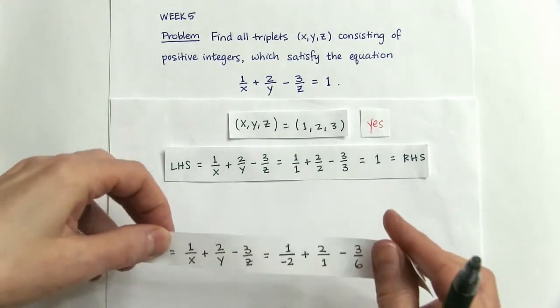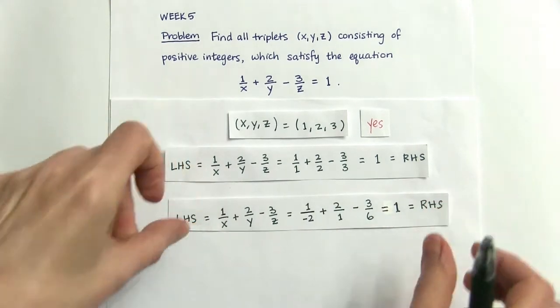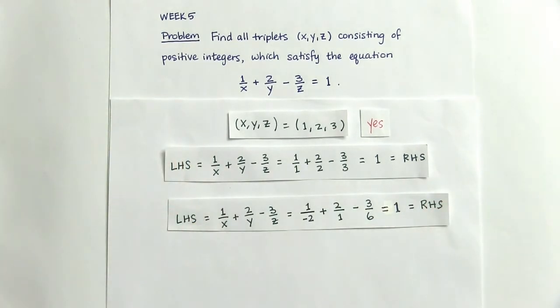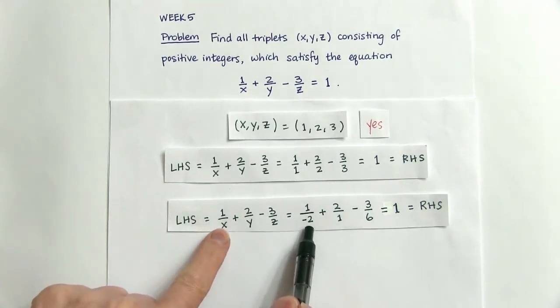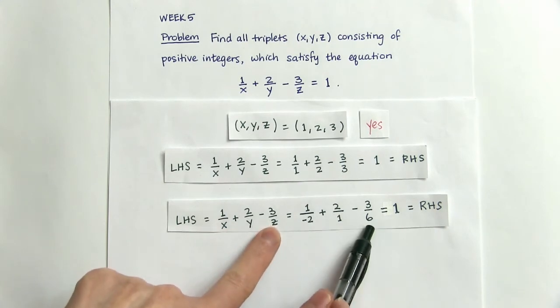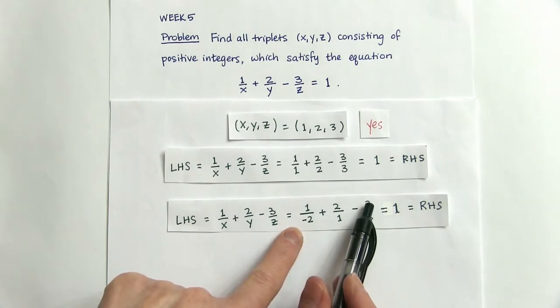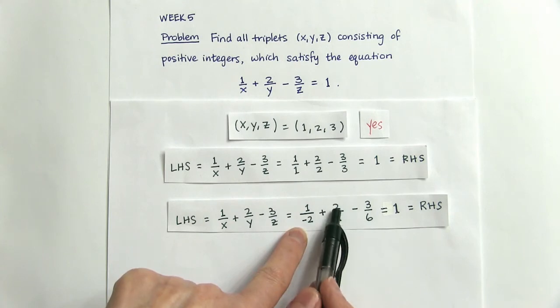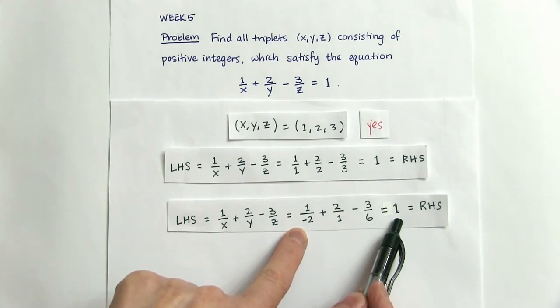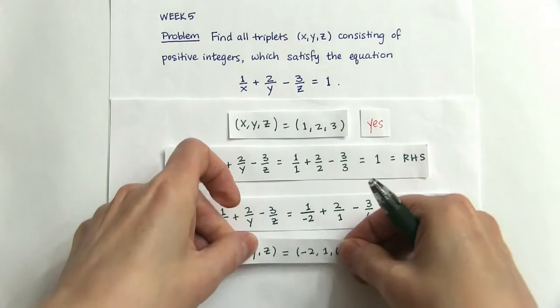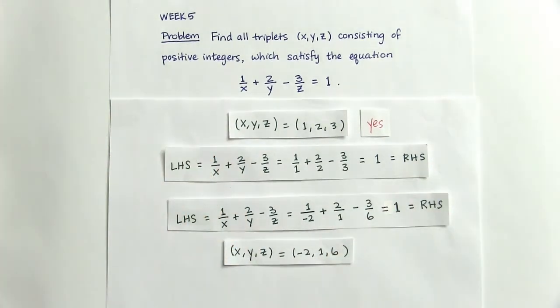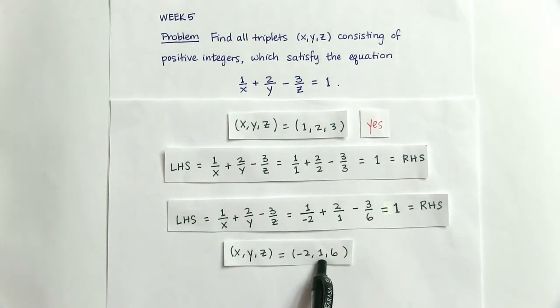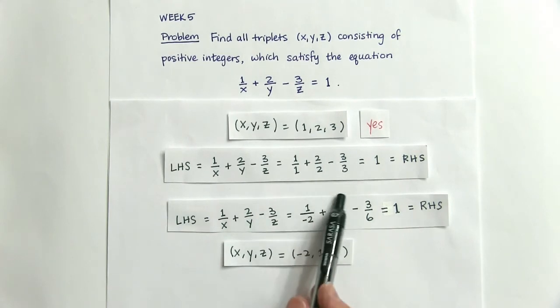On the other hand, look, I found another triple that satisfies this equation. I put x is minus 2 and y is 1, and z is 6, and that gives me minus 1/2, minus 1/2. This totals to minus 1. When added to 2, I get 1. So the triple where x is minus 2, y is 1, and z is 6 satisfies this equation.